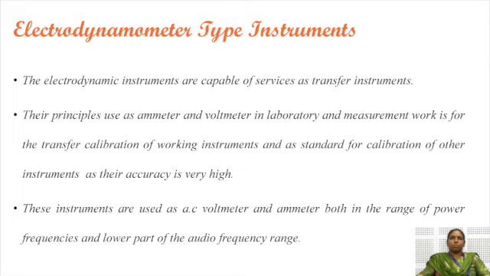Electrodynamometer type instruments. The electrodynamic instruments are capable of serving as transfer instruments. Their principal uses are as ammeter and voltmeter in laboratory and measurement work, for the transfer calibration of working instruments, and as a standard for calibration of other instruments, as their accuracy is very high. These instruments are used as AC voltmeter and ammeter, both in the range of power frequency and the lower part of the audio frequency range.